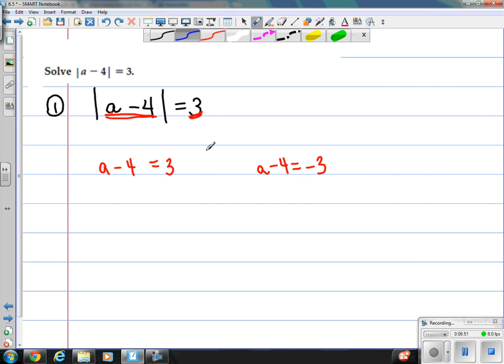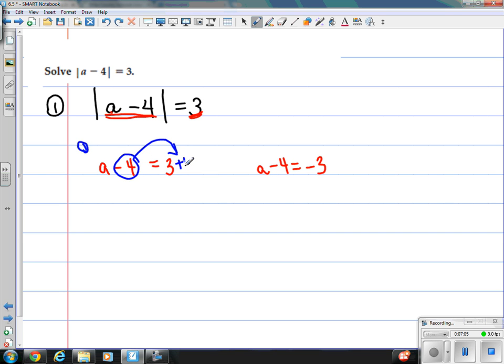Now step 4, we solve each case separately. So I'm just going to look at the first case here. To solve my first case, I'm going to have to transpose my minus 4, making a plus 4. So it disappears. I now have a alone on the left, and 3 plus 4 is 7.